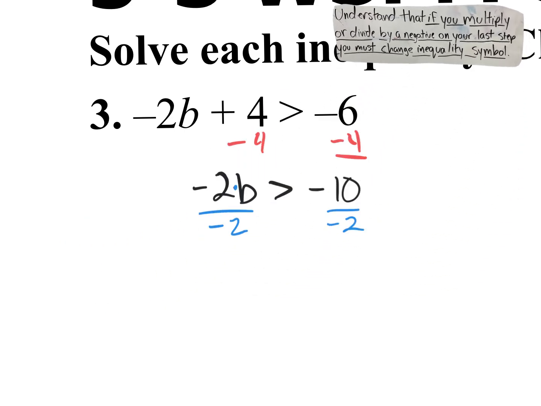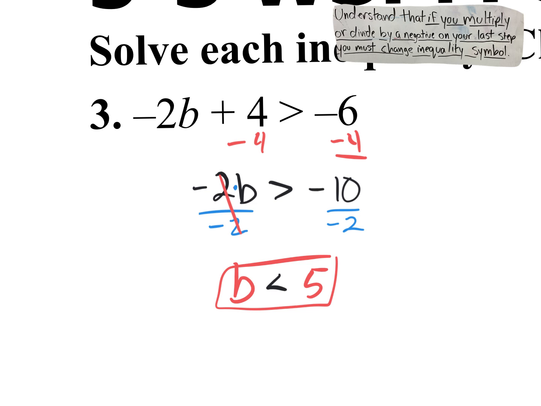So remember that this is our last step. We are dividing by a negative 2. So because we're dividing by a negative, you're going to have to flip the inequality symbol. So that greater than became less than, or you change it, not flip it, whatever you want to call it. And a negative 10 divided by a negative 2 is a positive 5. So b is less than positive 5.